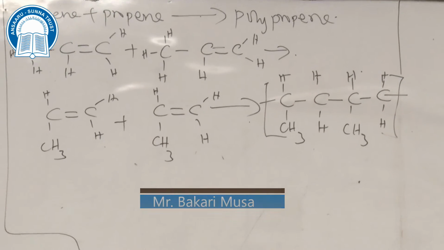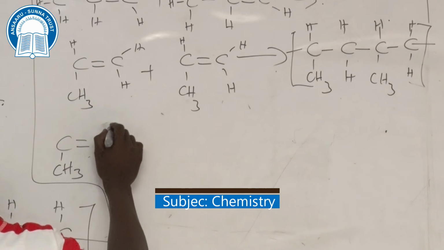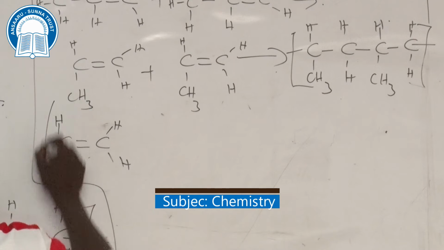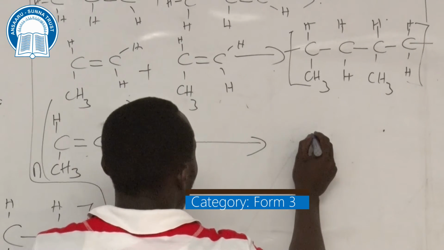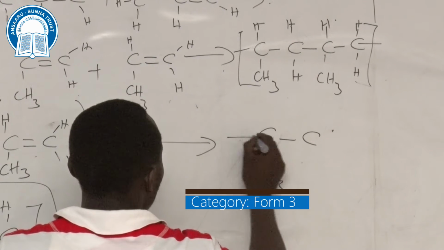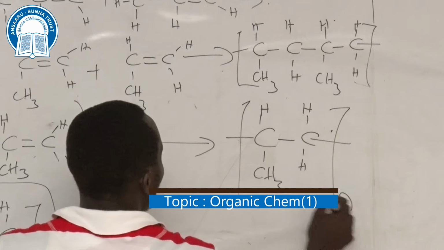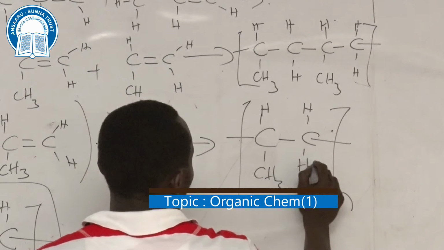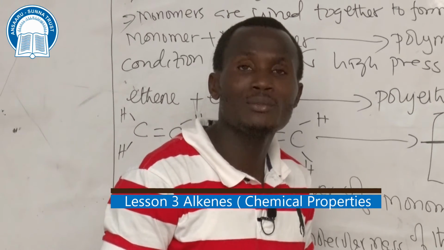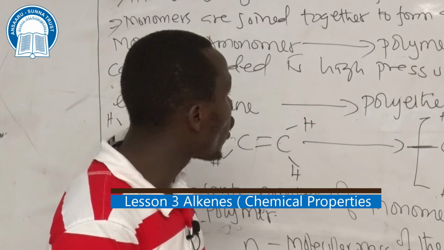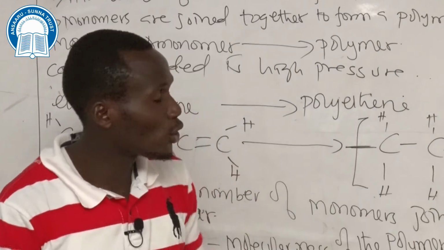The general representation, we can have it as C, double bond, with CH3, that is hydrogen, hydrogen, and a hydrogen. We put here N. N here represents the number of monomers being joined up. Then the general equation gives us CH3, then joining up, hydrogen, hydrogen, hydrogen. Then we enclose it and put our N there. So this is polypropene, the polymer being formed in that reaction. We call that a self-addition reaction in the formation of polymers. The process is referred to as polymerization. The condition we have said is high pressure needed for that reaction to take place.